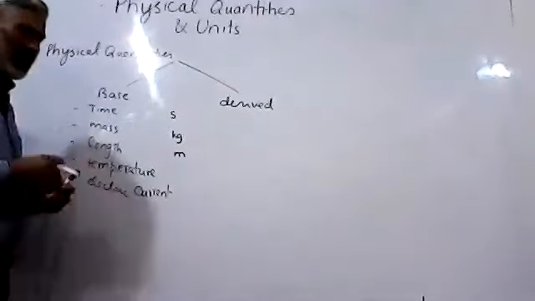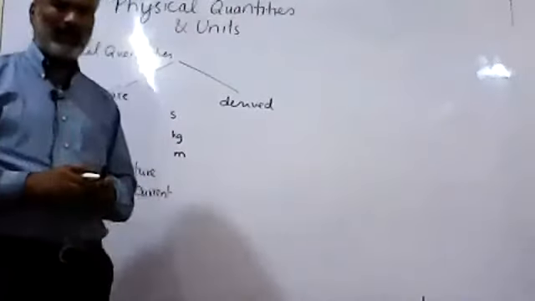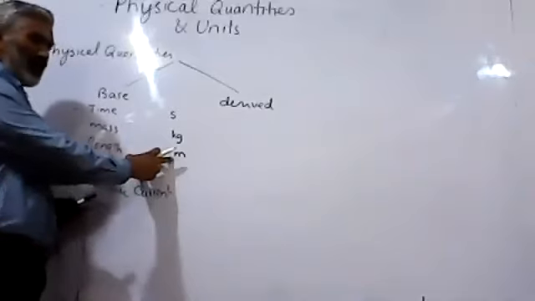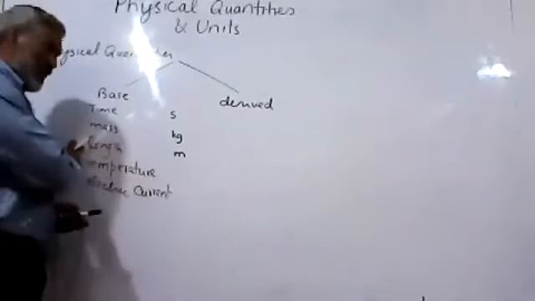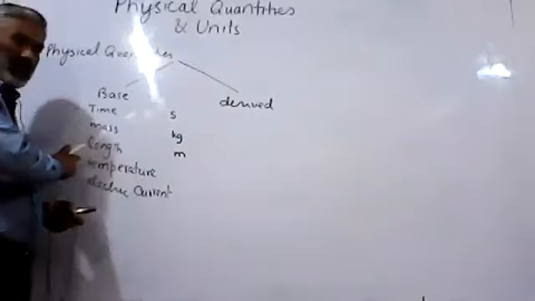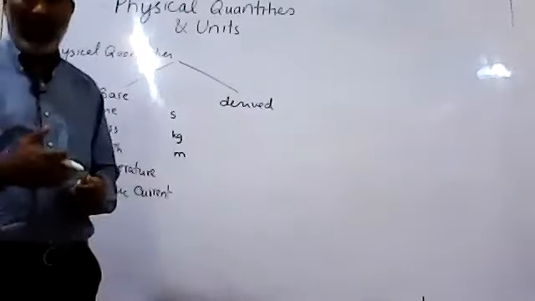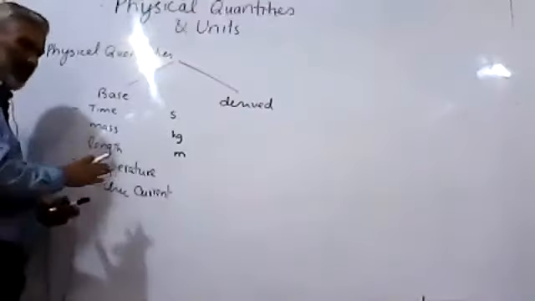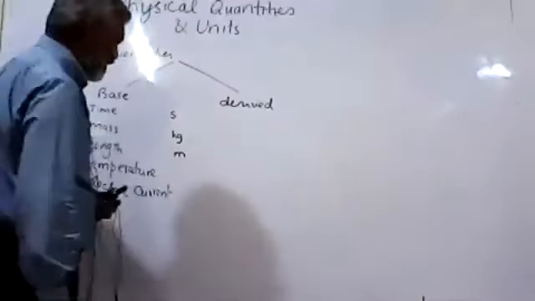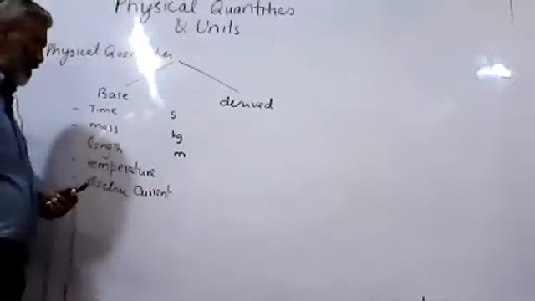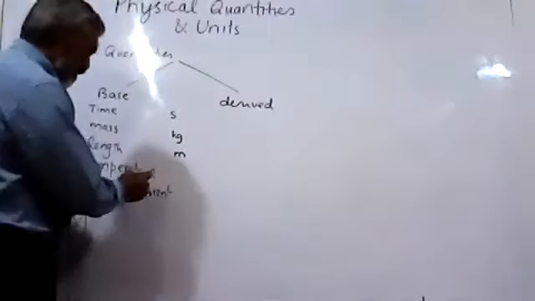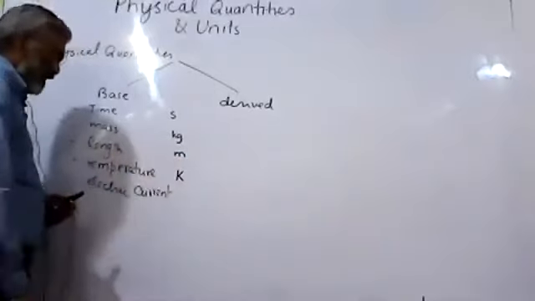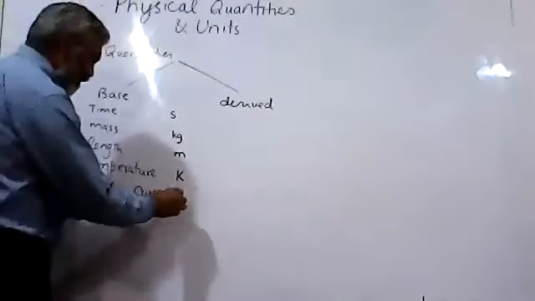Sometimes in the statement of the question, instead of the word length, displacement is written. Even then, the symbol for the unit will remain the same. Sometimes it's radius, sometimes it's diameter, sometimes it's height, depth, or width. All these things mean we are measuring length, and we always express this in meters, so the symbol will remain small m. Temperature will always be expressed in Kelvin, and that is capital K. And electric current is in amperes, so capital A.